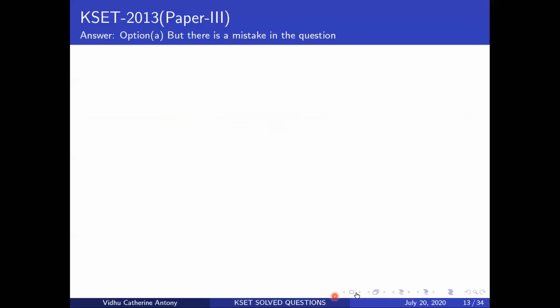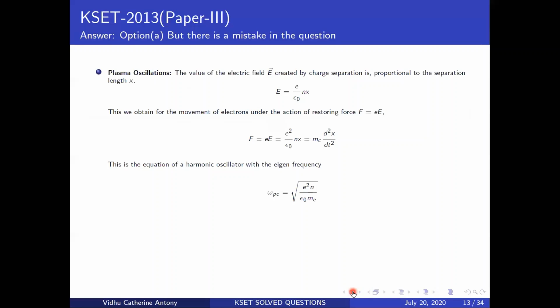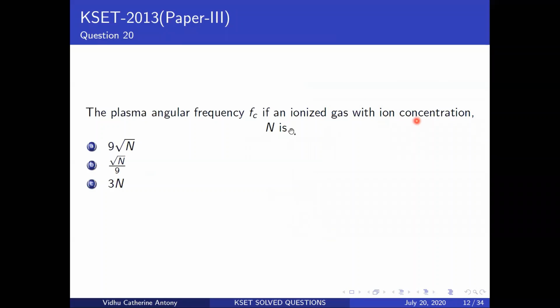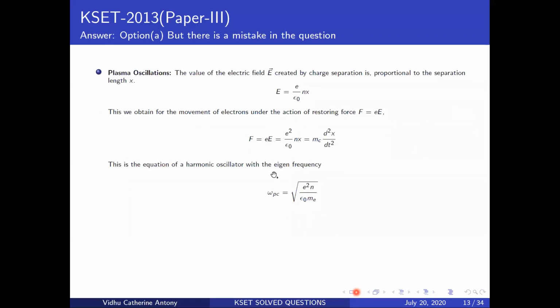These are the options that are given to you. Now this is how I can represent my electric field when I have a plasma oscillation. When I have a system which has plasma oscillation, I can represent my electric field in this way. This E refers to your charge, and N refers to the density, like they've mentioned here, so N is your ion concentration.